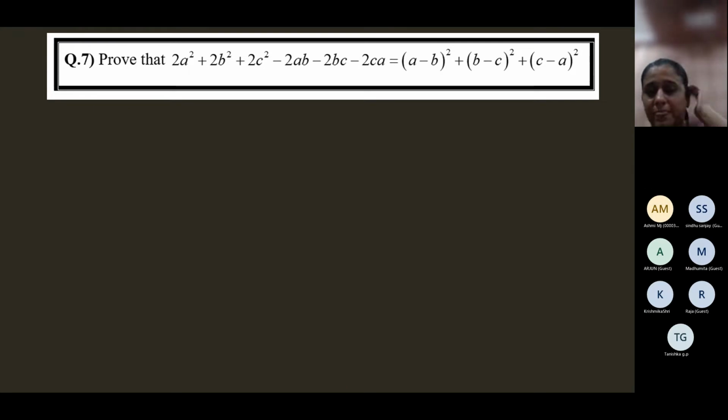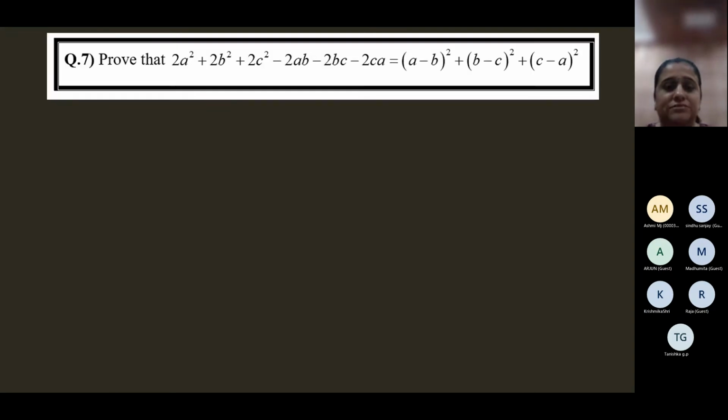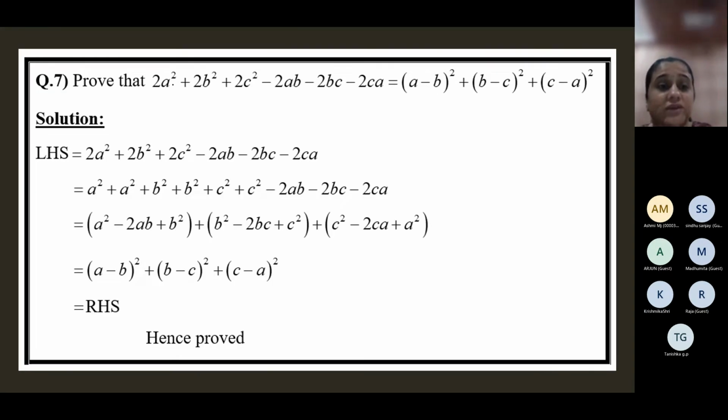Yeah, next one. Prove that 2a squared plus 2b squared plus 2c squared minus 2ab minus 2bc minus 2ca is equal to (a minus b) the whole square plus (b minus c) the whole square plus (c minus a) the whole square. This is very easy, similar to what you learned before. Now we have to prove that this one is equal to this one. So you can take only the LHS and work. You're not given an equation. You'll have to prove that the LHS is equal to the RHS.